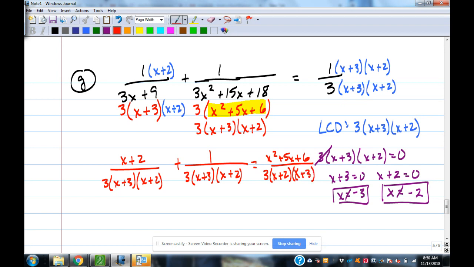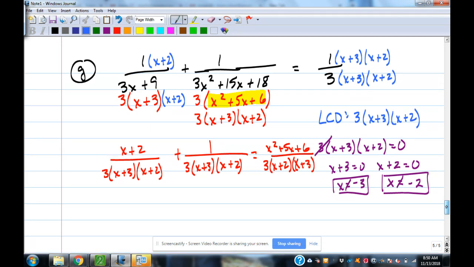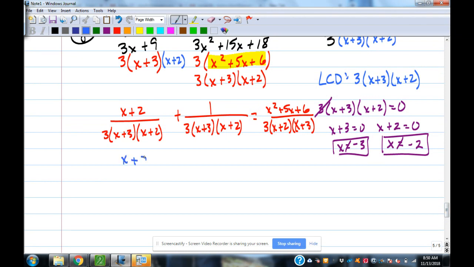All right. Denominator does what? Goes bye-bye. So x plus 2 plus 1 equals x squared plus 5x plus 6. So we just drop the denominators and get the numerator equation. Once we get here, it's back to a quadratic equation, which is stuff we did back in, well, I guess it was maybe September that we were doing this stuff.